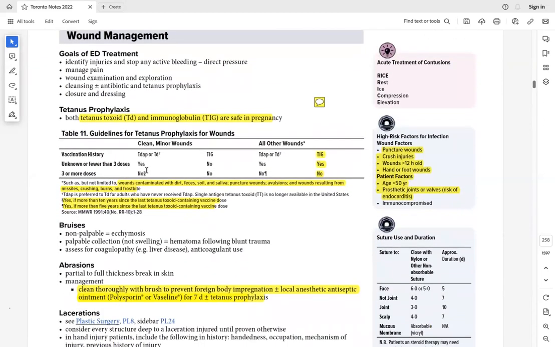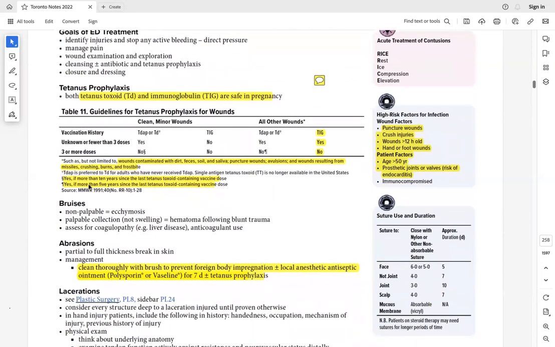For wound management, patient is coming with any, I've told you, any abrasion, any cut, any bite, we have to do the tetanus prophylaxis. First, we will clean the area of the wound with normal saline, remove any foreign body, and then depending upon the patient's history, we will give him tetanus prophylaxis. And what is the history?